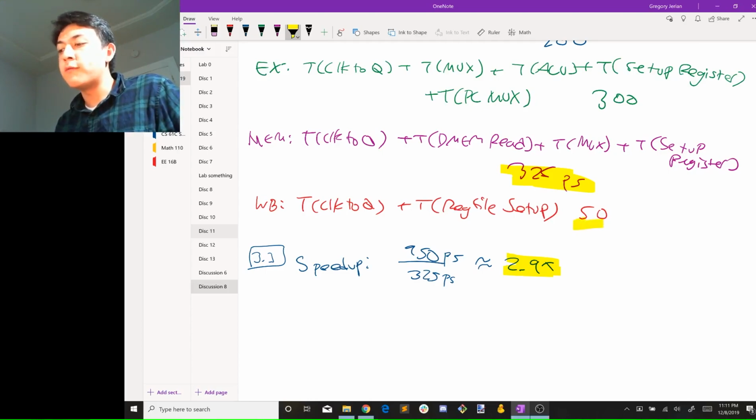The write back is only 50 picoseconds, but it still has to wait 325, right? So if every single data path stage took the exact same amount of time and there were no registers in the middle, then we would have a 5 times speedup. But that would be a more perfect world than the one we live in, and so we have to just deal with what we have, or something like that, right?